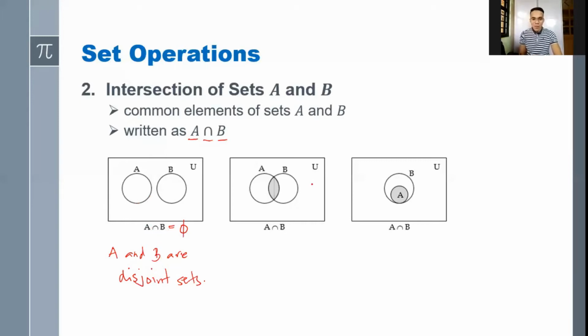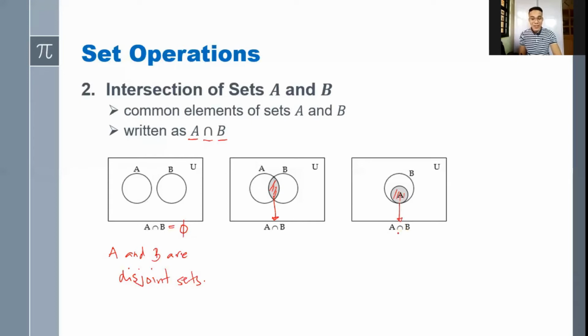For the second figure, second Venn diagram, this is the common region between set A and set B. So we say that this is the intersection of set A and set B. And how do we write that? A intersection B. For the third Venn diagram, the shaded region here is the intersection of set A and set B. And how do we write that?